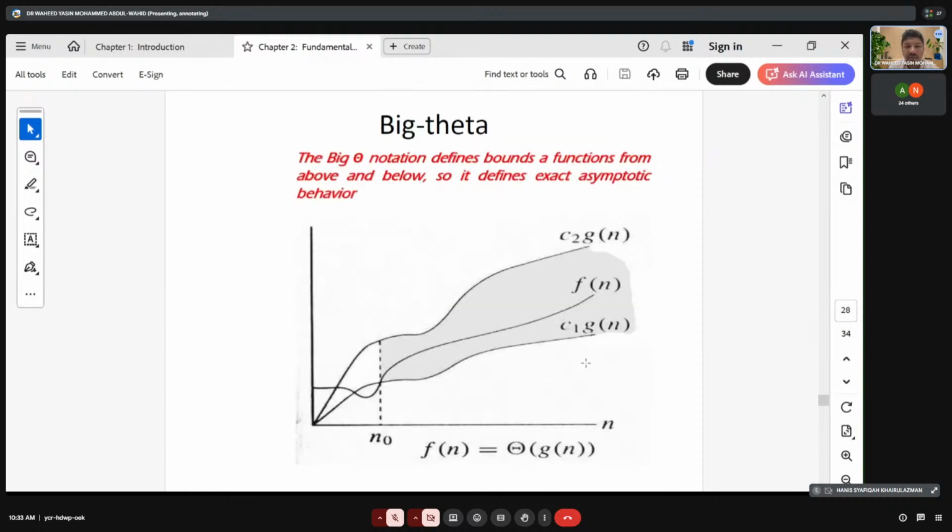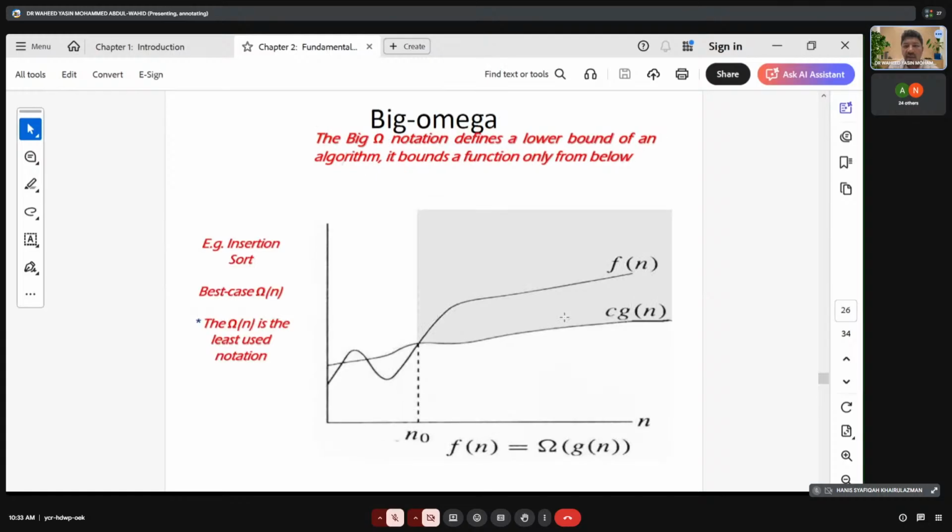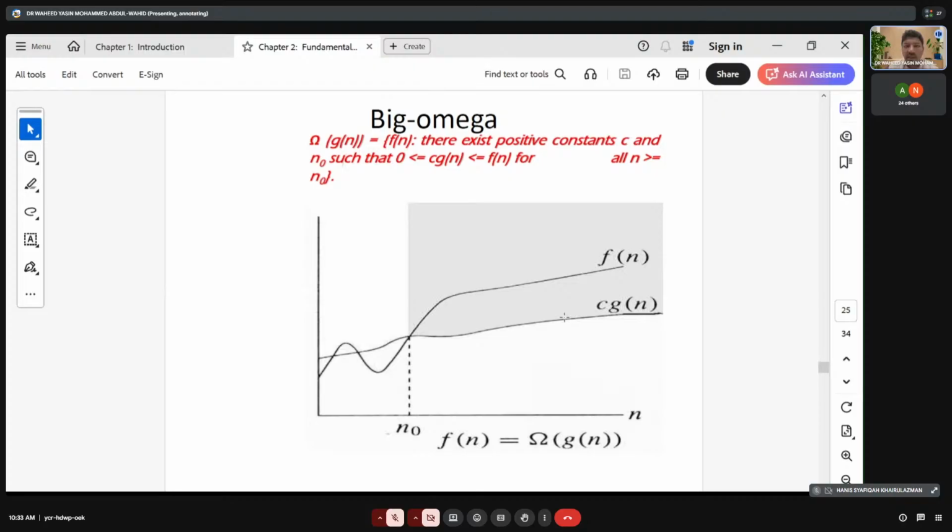Okay, this is big theta, between, and here big O. Here we have the lower bound, and here we have the upper bound.